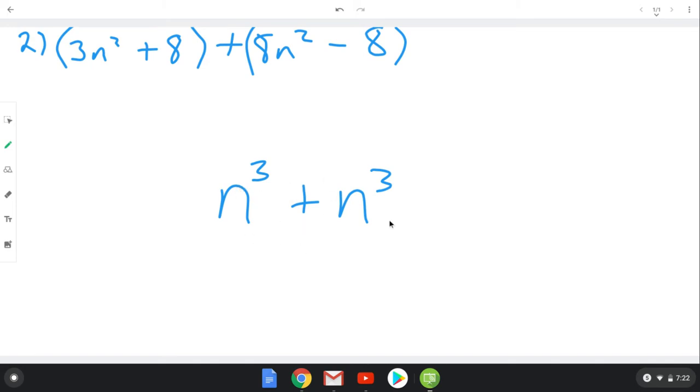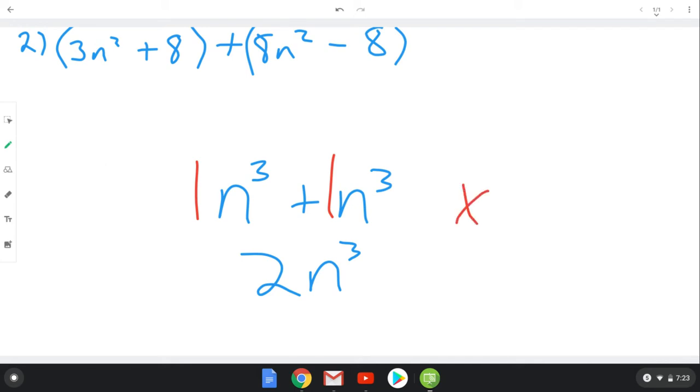And so if I have n cubed plus n cubed, that's 2n cubed. Basically there's an invisible 1 here, right? So I can just add whatever is in front of my n cubed. This is 2n cubed. So back to needing to have the same exponent.